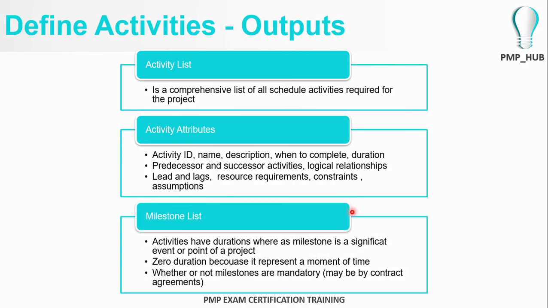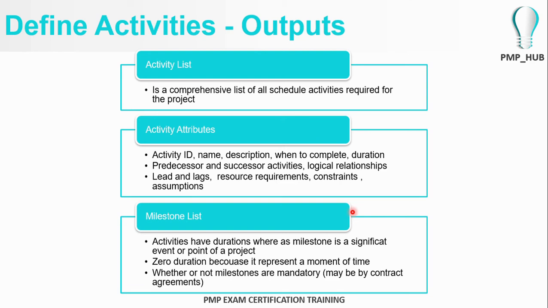Another output of define activities is the milestone list. Activities have durations, whereas a milestone is a significant point in time of a project. It does not have a duration. It represents a moment in time. It depends how you define a milestone. Sometimes user acceptance testing could be a milestone, or defining the scope of the project will be a milestone. Signing off the UAT will be a milestone. There can be payment milestones of a project. There can be delivery milestones of a project.